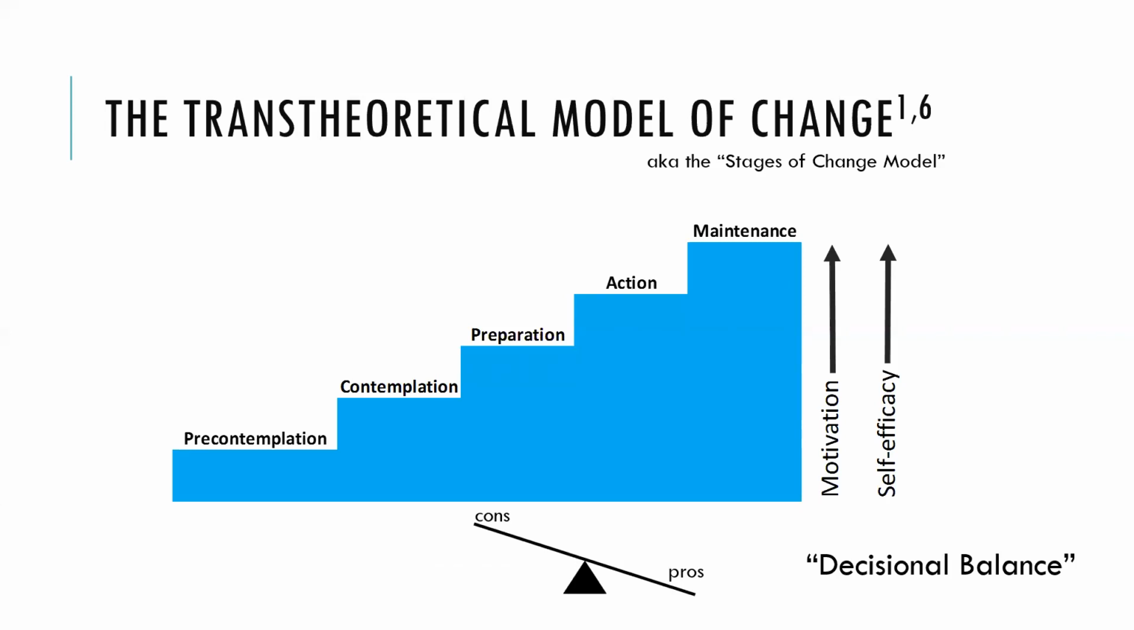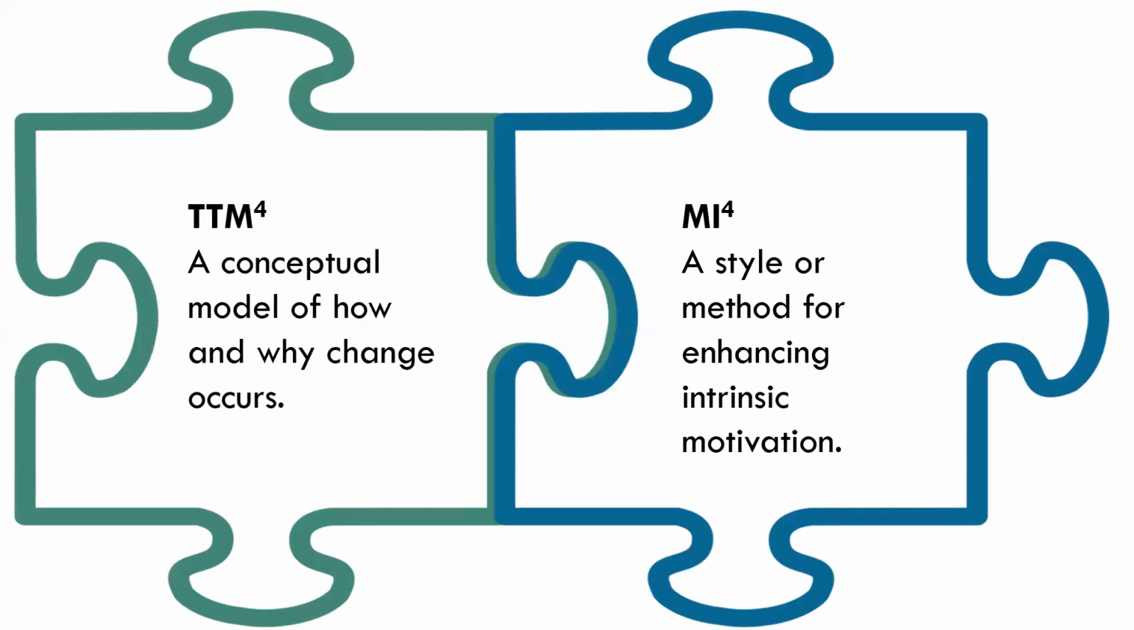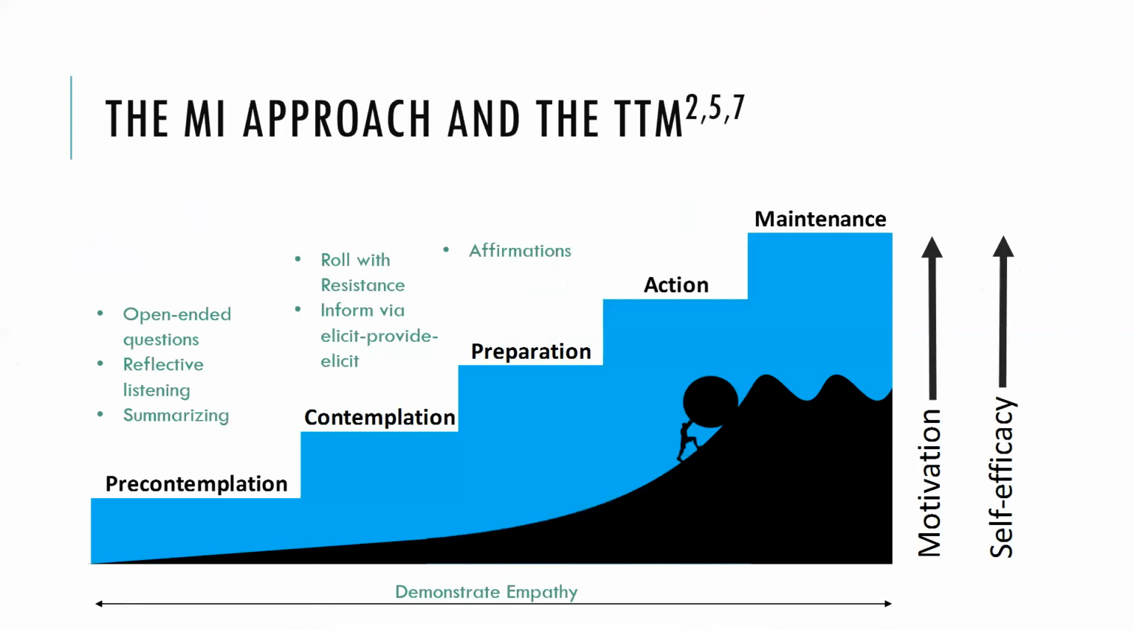So how do MI and TTM fit together? It's important to understand that the two concepts are distinct. The TTM is a conceptual model of how and why change occurs. MI is a style or method for enhancing motivation and thus for helping promote movement through the TTM stages. So let's put it all together. Here I've overlaid some of the key MI concepts within the TTM model.